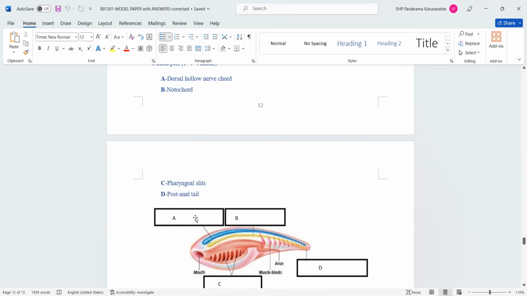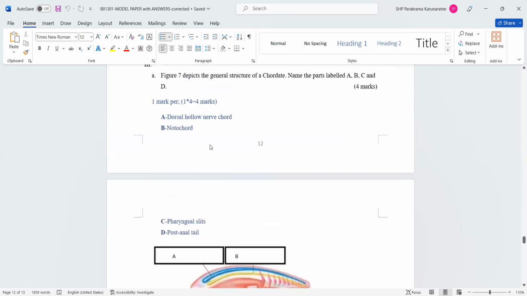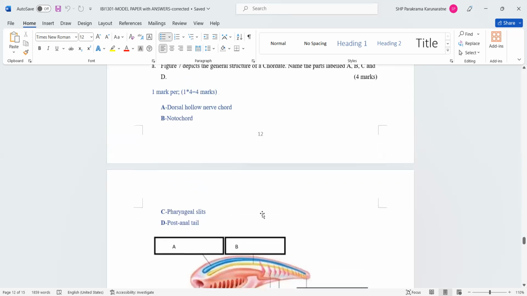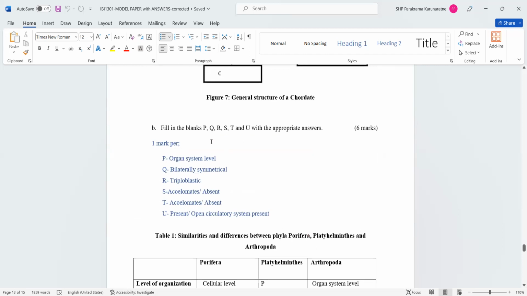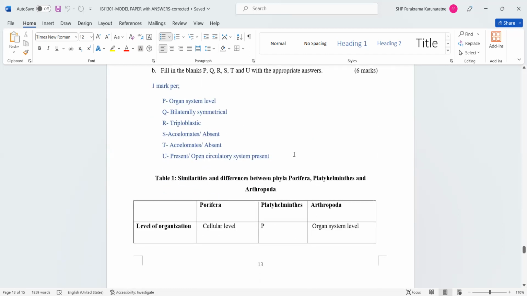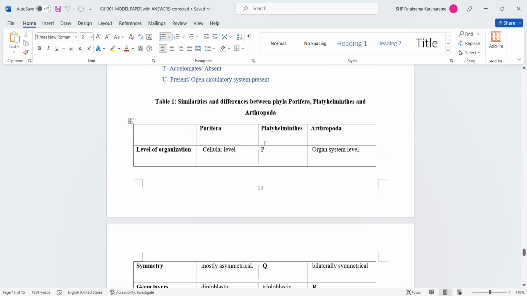I have given these characters as chordate characters. It's very, very simple. 4 marks if you have identified correctly. And then fill the blanks P, Q, R, S, T, U with the appropriate answers. You get Porifera, Platyhelminthes, Arthropoda. 3 levels. You can have other levels also.